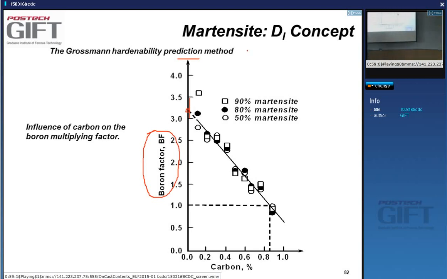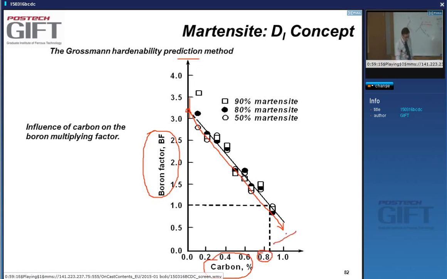However, when you add carbon, this very high hardenability of boron decreases a lot. For instance, if you have about 0.8 carbon, so that means when the steel is pearlitic, the multiplying factor is 1. So that means the boron has no effect.